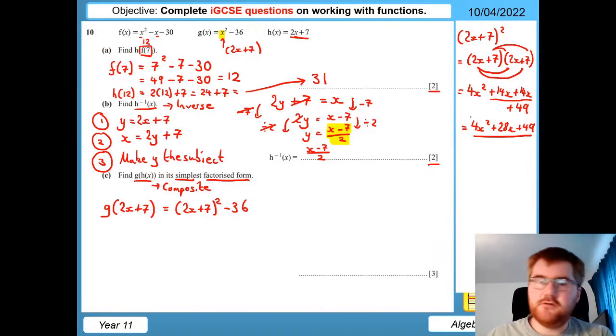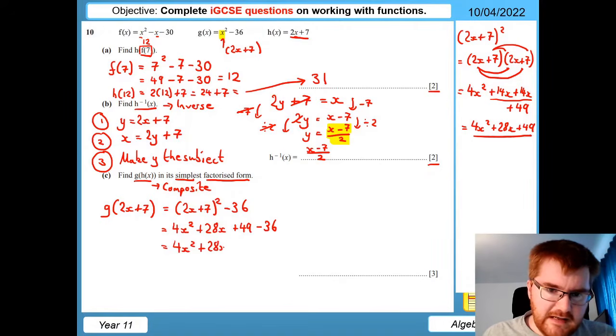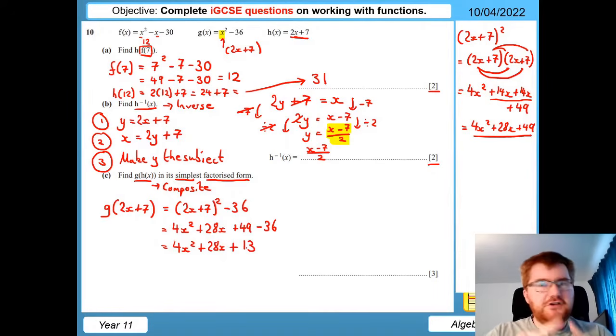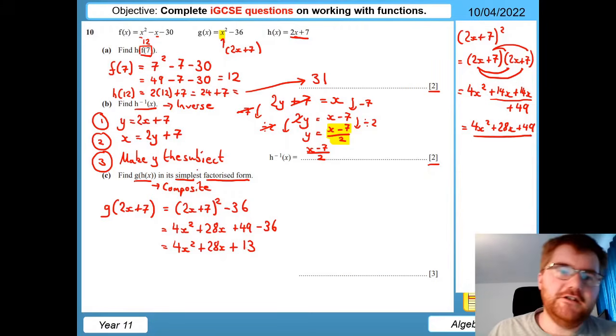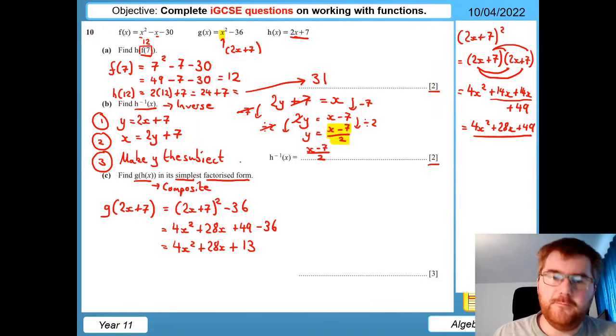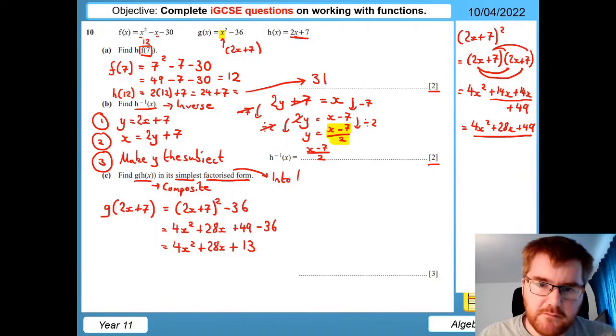So I'm now going to copy that across to our calculation. So we get 4x squared plus 28x plus 49, and don't forget the minus 36. So let's just simplify this down. So we have 4x squared plus 28x, and 49 minus 36 is plus 13. Now many students out there think they've got the final answer. They start celebrating, but remember what I underlined earlier. It's simplest factorized form. And as soon as you see factorized, that's a mathematical word to put into brackets.